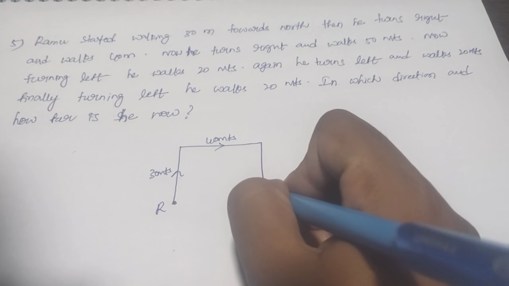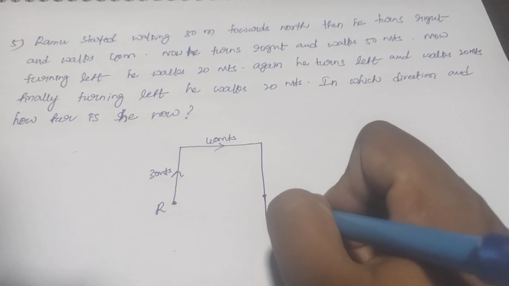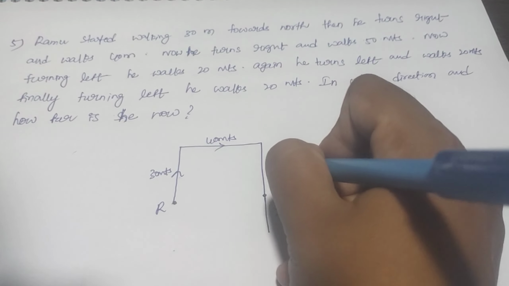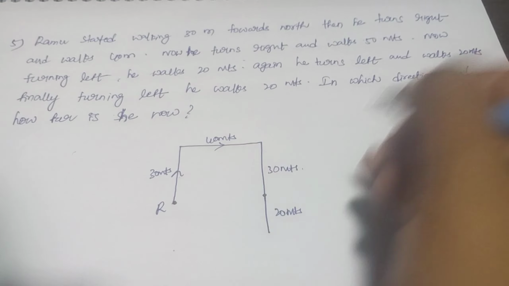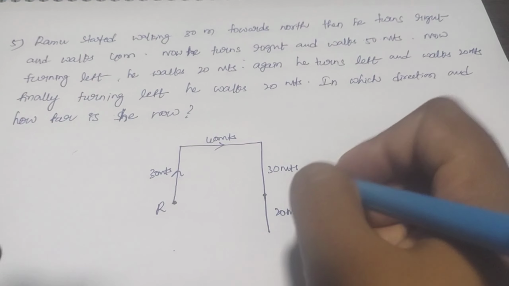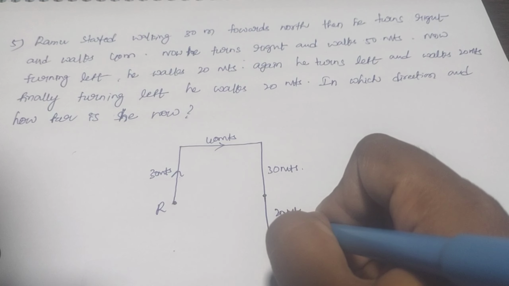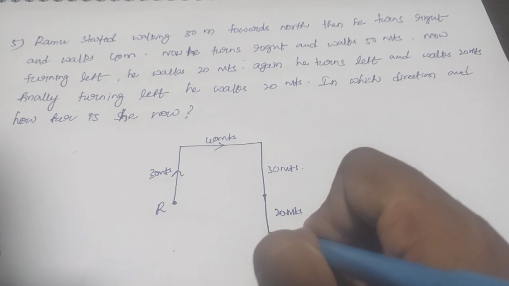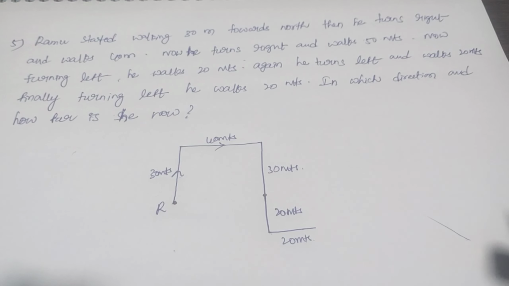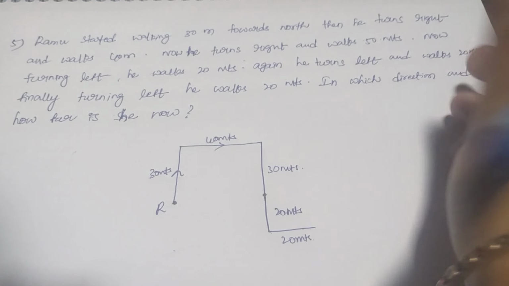From here to here it's 30. From here to here we have to take 20. 30. Now Ramu is in south direction. His left is our right. Now turning left, our right. He walks 20 meters. Again he turns left and walks 20 meters.